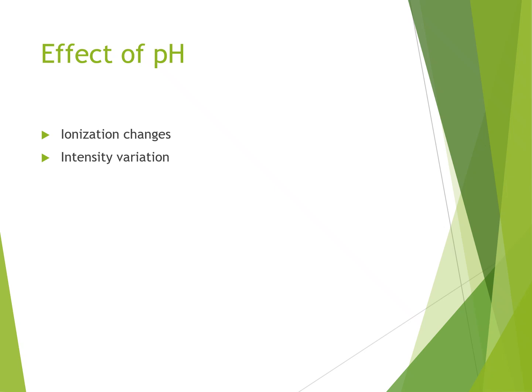pH is also very important while studying the fluorescence effect. pH changes the ionization states of molecules, altering the fluorescence, and this is useful in biochemical sensing. As pH changes the ionization state of the molecule, it affects the fluorescence, so intensity also varies with pH. So it is very useful in biochemical sensing and in selecting the pH.